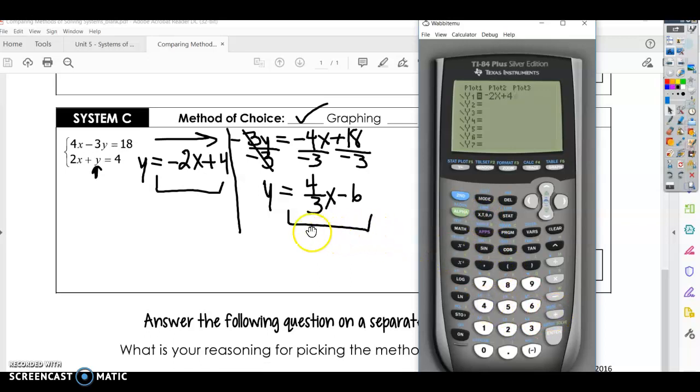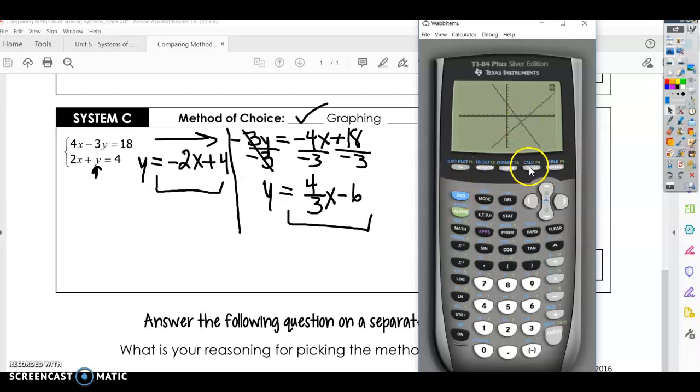And then I have to take the second equation and put it into my y2. So go down and put in 4/3. Just 4 divided by 3 is 4/3. 4/3 x minus 6. And then I'm going to hit graph. So you can see the first line, and there's the second line, and we want to know where this point is, this point of intersection.